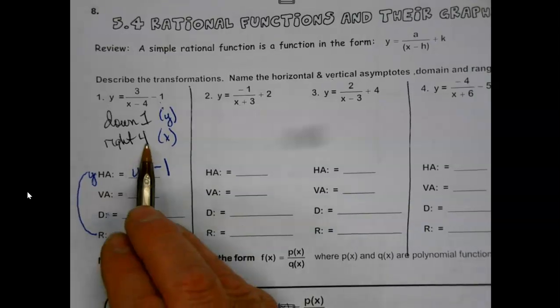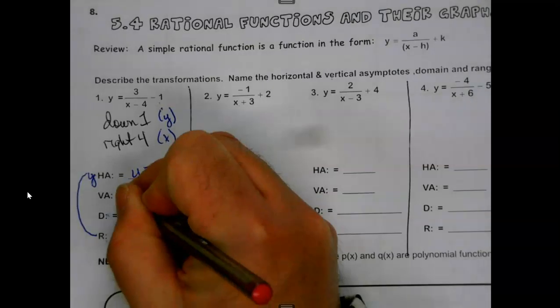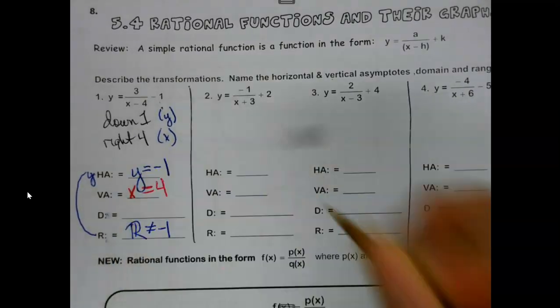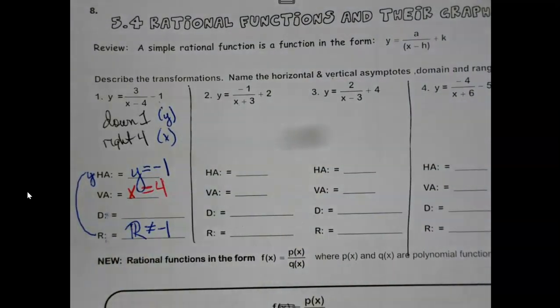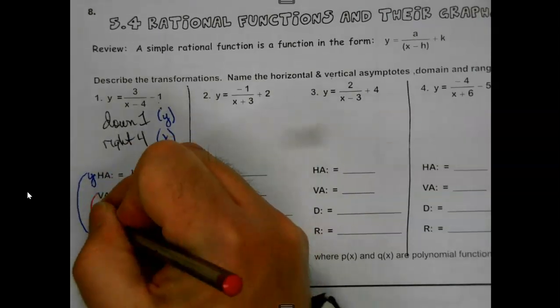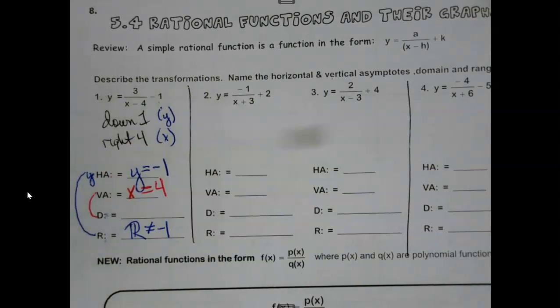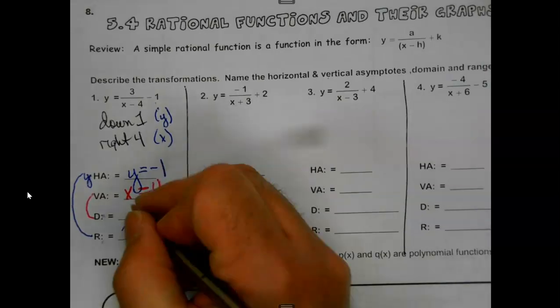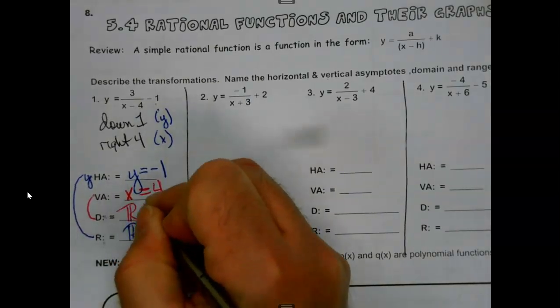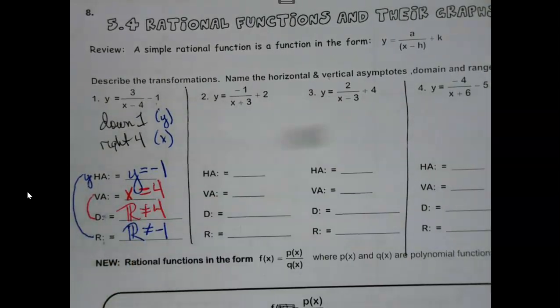We want right 4, which would be positive. So we've got that, and vertical asymptote, and domain. All the x's go together. And that basically covered us for the lesson yesterday, except for the actual graphs on things.